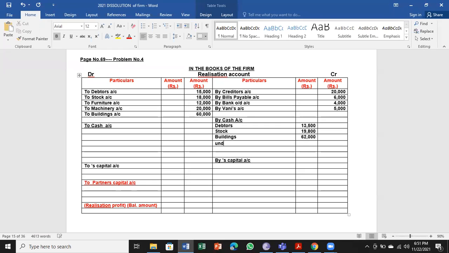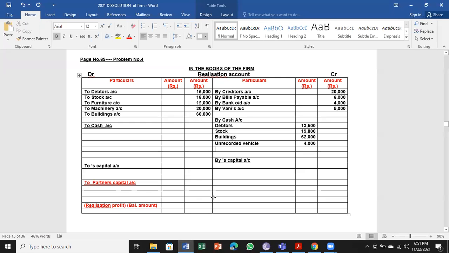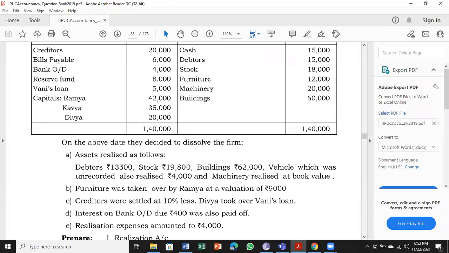And unrecorded vehicle realized 4,000. Next, machinery realized at book value. So book value means balance sheet value, it is 20,000. So machinery also is converted into cash, 20,000. So first adjustment of first information we have considered and entered.